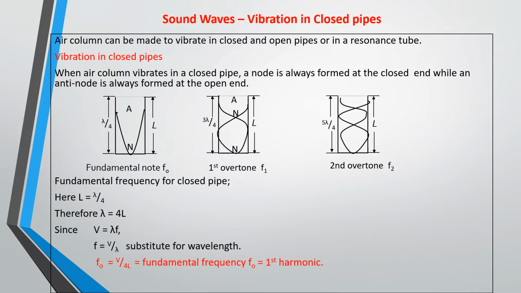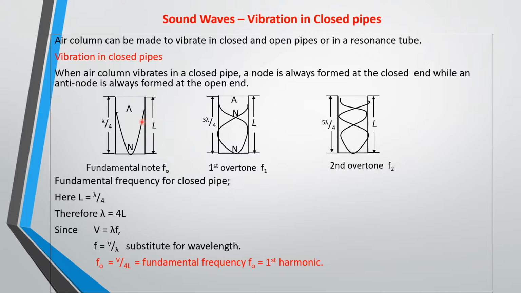If you have a closed pipe, the air in the closed pipe can be set into vibration, maybe by you bringing a vibrating tuning fork close to the open end of the closed pipe. So for a closed pipe, just like we did for a vibrating string, we can find the first harmonic or the fundamental frequency, the first overtone, or the second overtone, the way we did for a string.